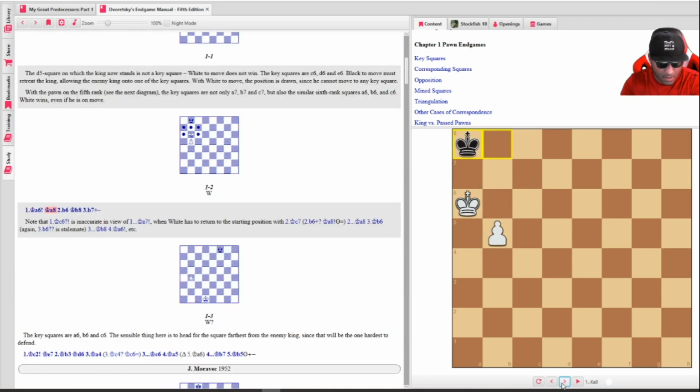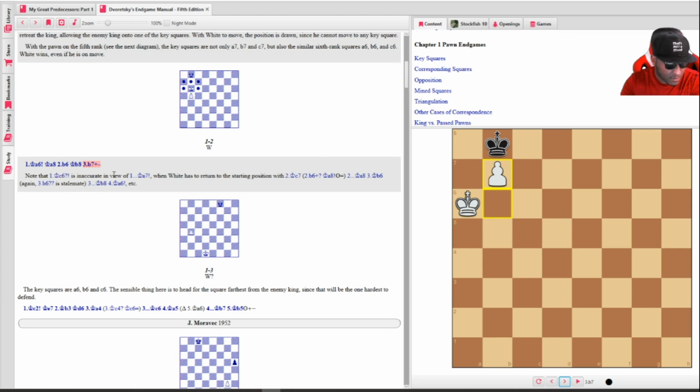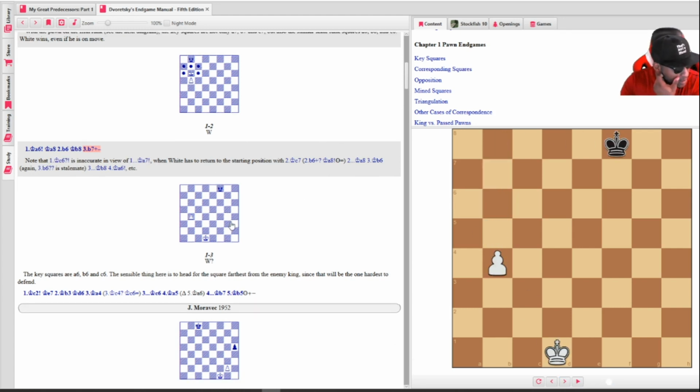King a6. Oops. Okay, king a8, b6, yeah, and b7. Nice. Okay, what is this one? This one's a new diagram. Okay, key squares a6, b6, c6.